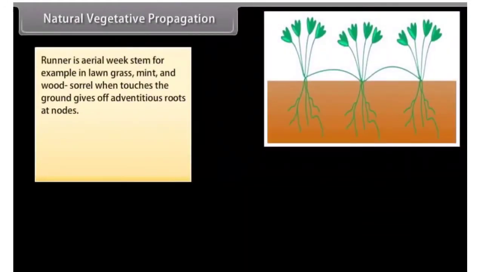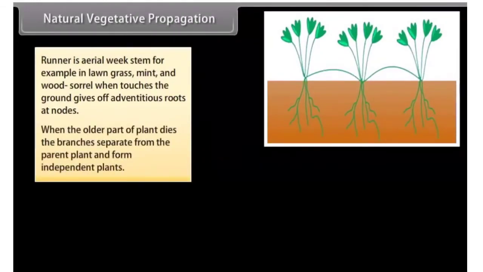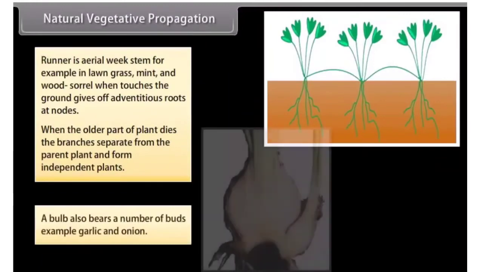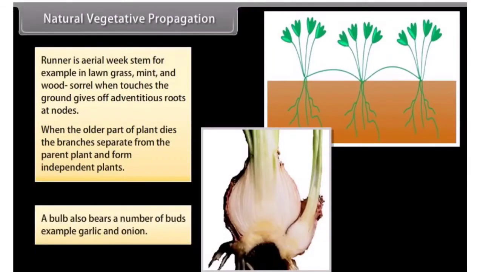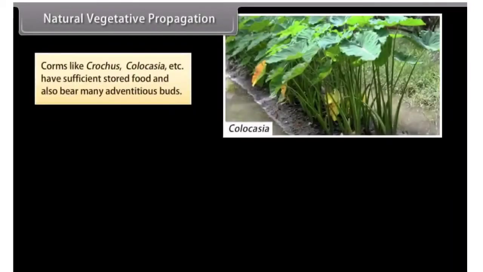A runner is an aerial weak stem, for example in lawn grass, mint, and wood sorrel. When it touches the ground, it gives off adventitious roots at the nodes. When the older part of the plant dies, the branches separate from the parent plant and form independent plants. A bulb also bears a number of buds, for example garlic and onion. Corms like crocus, colocasia, etc. have sufficient stored food and also bear many adventitious buds.